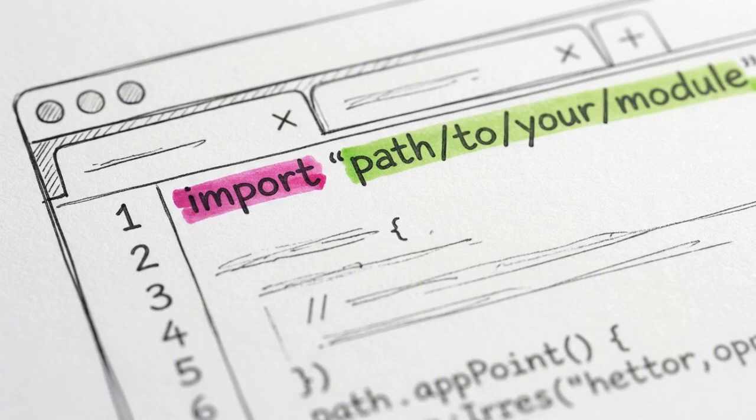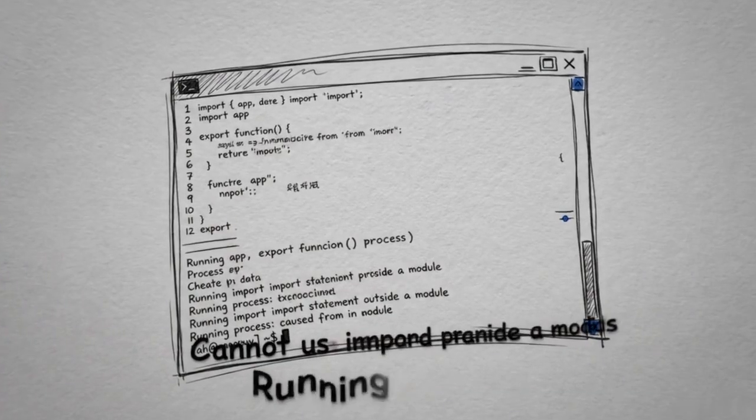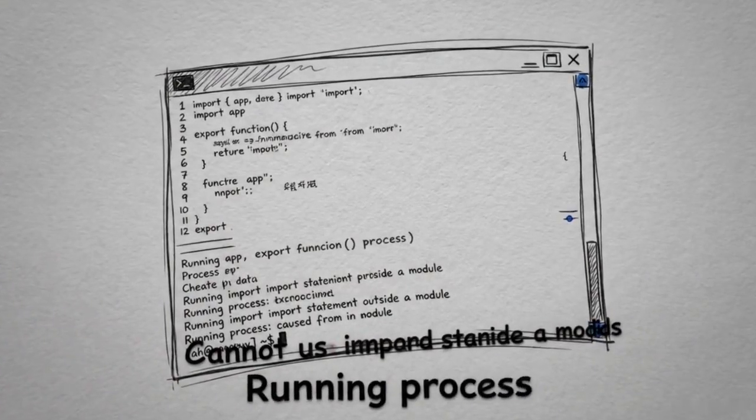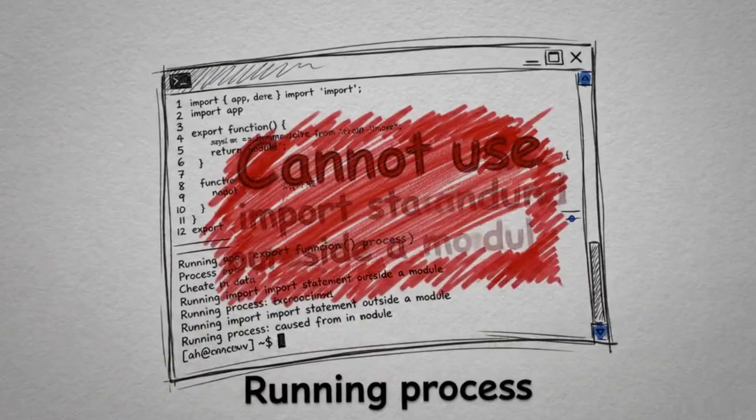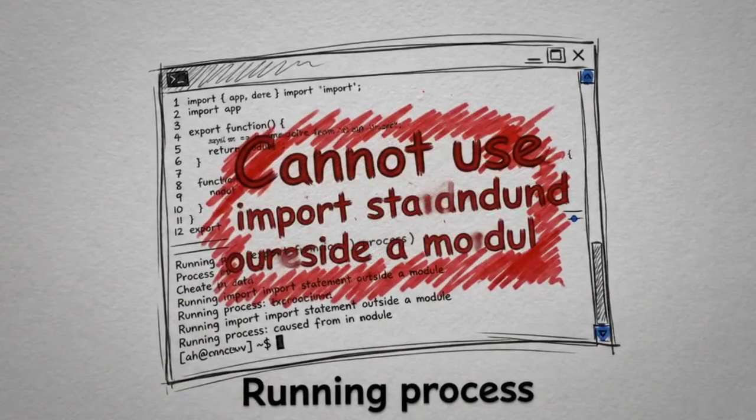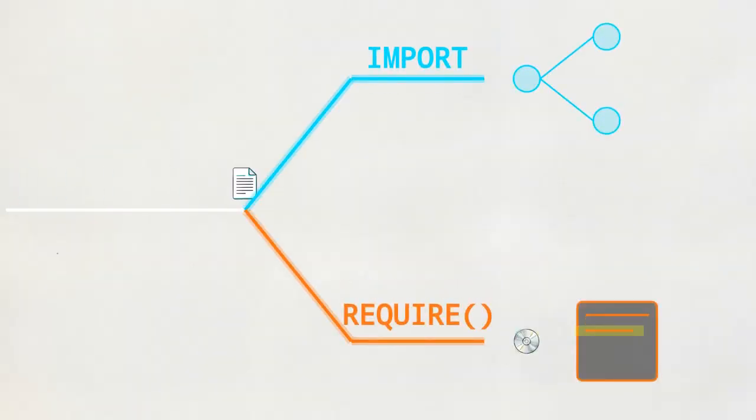You type import at the top of a JavaScript file, expecting the engine to simply grab the code from another file and make it available. Instead, the process abruptly halts. Node.js throws a fatal error in the console: cannot use import statement outside a module. An import declaration triggers a different engine process than a standard function call, like require.